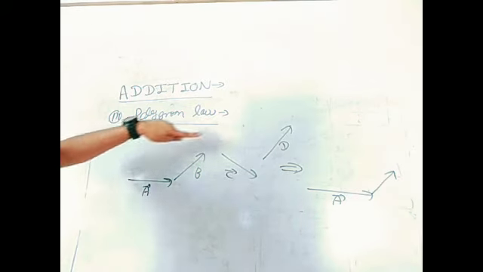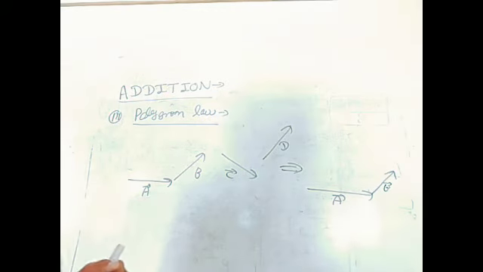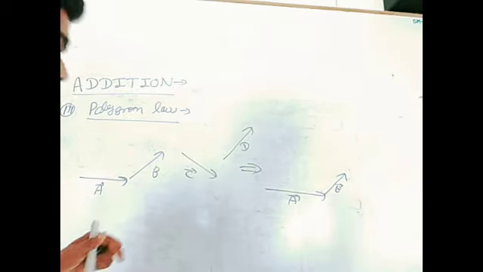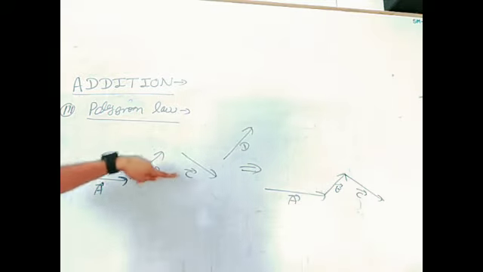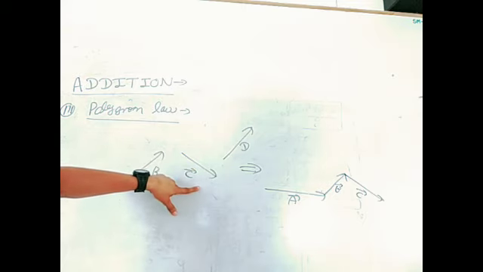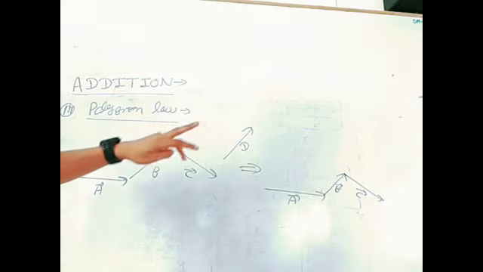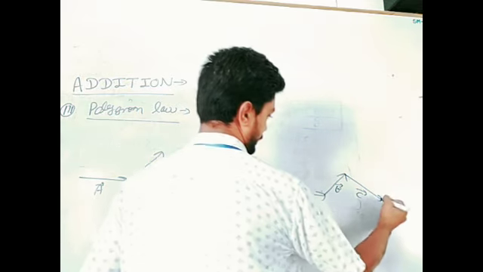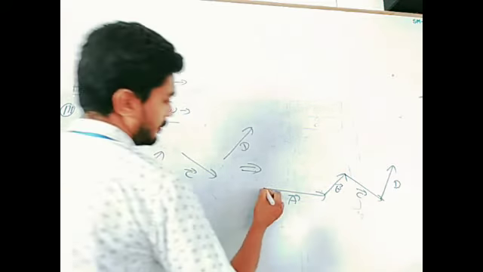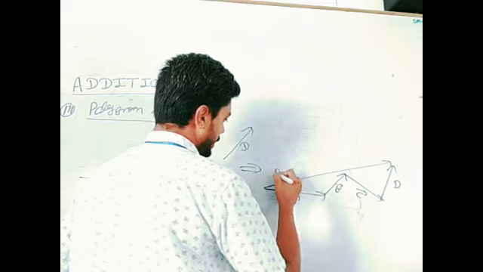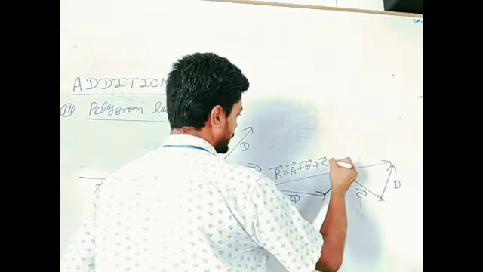From the head of B, draw vector C. It is necessary to keep the magnitude and direction the same. There should be no change in the magnitude and direction. And last, draw vector D. Then the closing vector from A to D will give the resultant vector A plus vector B plus vector C plus vector D.